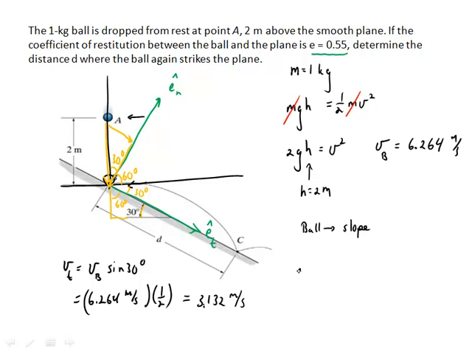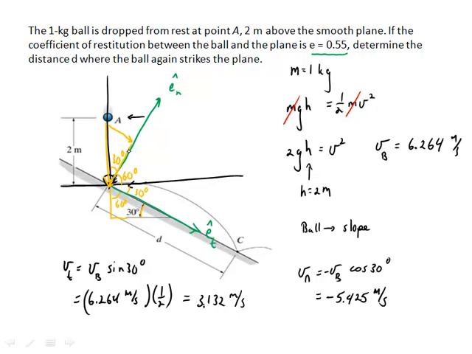The normal component, V normal, will equal V sub B times the cosine of 30 degrees. And you'll notice the normal component is into the incline, whereas E normal is out of the incline. So the normal component is going to be negative. We'll put a minus sign there. So 6.264 meters per second times cosine of 30 degrees is 5.425 meters per second. And let's not forget the minus sign.